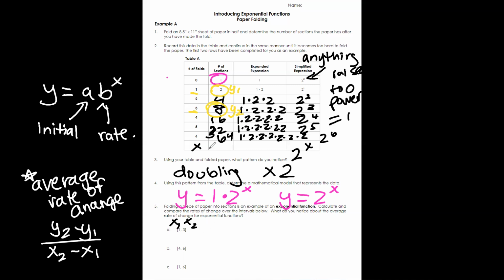Okay, and so now we've got all the information and we're going to plug in. So that's going to give me 8 minus 2 over 3 minus 1. So 8 minus 2 is 6. 3 minus 1 is 2. And we know that 6 divided by 2 is going to give me 3. So our average rate of change for the interval from 1 to 3 is going to be 3.